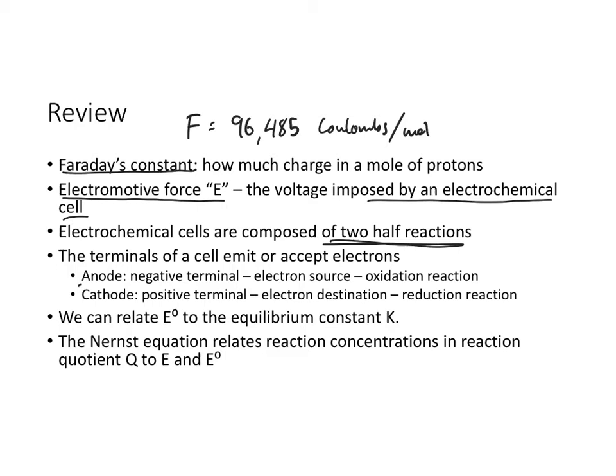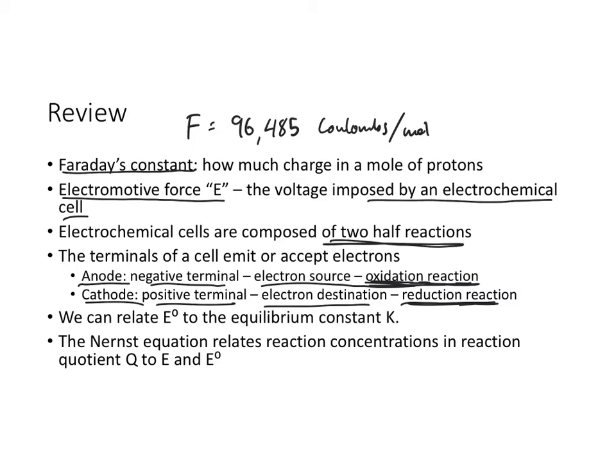And the anode, we didn't cover this in last lecture, but the anode is the negatively charged terminal, so that's the one that is giving up the electrons. And an oxidation is occurring on the anode. The cathode, the positive terminal, that's the one that's accepting electrons. It's the electron destination, and a reduction is going on.